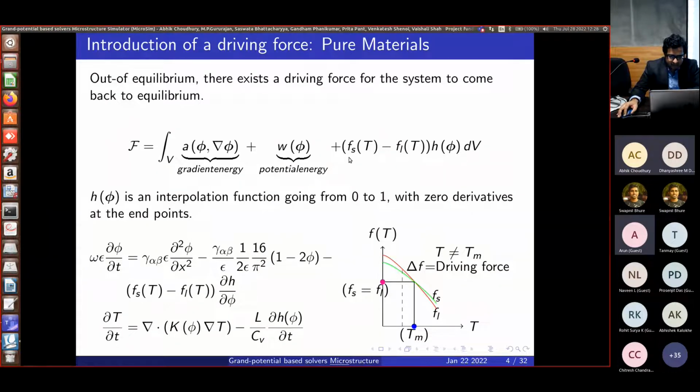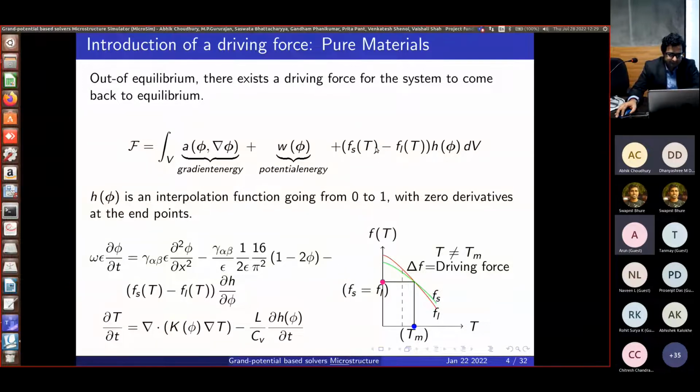So the difference of the free energies is the driving force, Fs(T) minus Fl(T). This is also illustrated in this small figure, where you have Fs(T) and Fl(T), which are equal at Tm. And then for a small undercooling, you have a difference which gives rise to the driving force for the solidification process. On the other hand, for T greater than Tm, you would have this being negative, which would result in the solid melting.